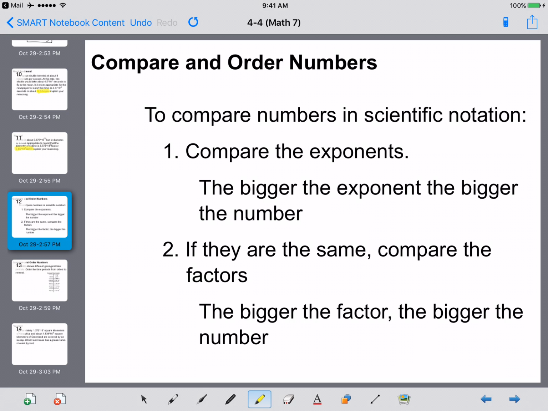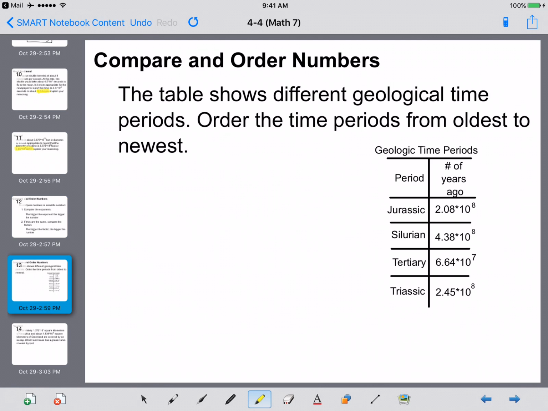So now we have comparing and ordering numbers. To compare numbers in scientific notation, number 1, you compare the exponents. The bigger the exponent, the bigger the number. If you can't get them all ordered out from there, you go to number 2. If they have the same exponent, compare their factors. The bigger the factor, the bigger the number. So here, their table shows different geological times and periods. Order the time periods from oldest to newest.